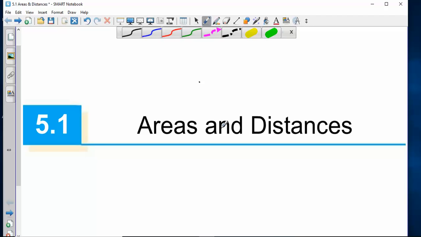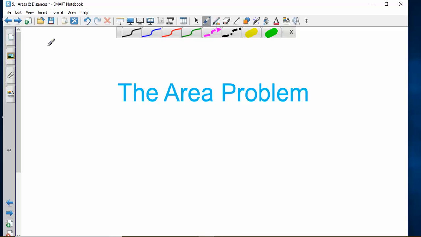So we are going to start section 5 today, 5.1. We're not going to get all the way through this. I have this designed to be a 3-day lesson, maybe more, we'll see, depending on what happens. But we're starting to talk about areas and distances.